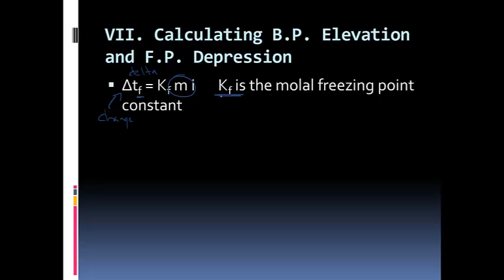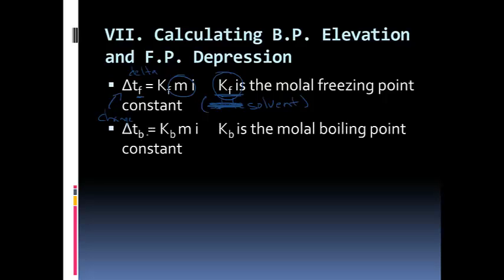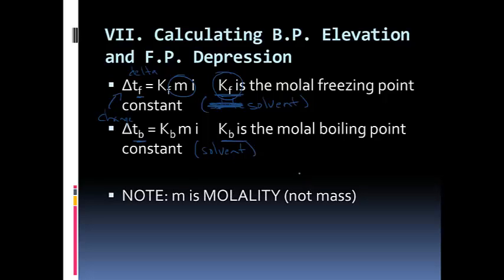Okay, Kf is known as the molar freezing point constant, and this depends on what the solvent is. So as long as you use water as a solvent, Kf will always be the same. Okay, delta Tb, this is for boiling point. Okay, Kb times m times I. This is the molar boiling point constant and also depends on the solvent. Okay, m is molality, like what we just talked about before.